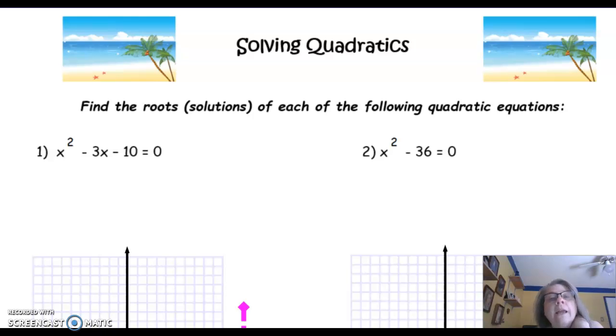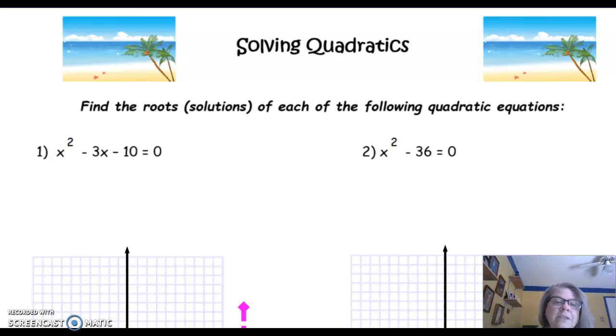Hi, today is week 7 for our distance learning for 2020. I'm going to try to show you how to use factoring to solve equations for a quadratic equation and then how to tie those solutions to our x-intercepts, which we learned about last week or the week before.